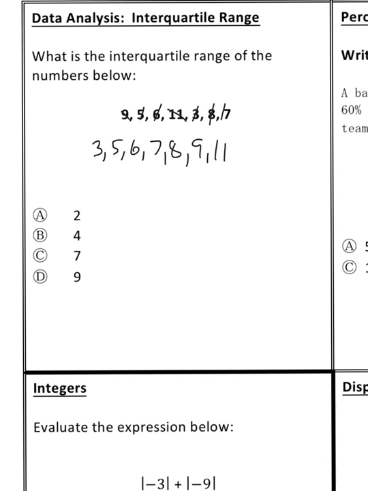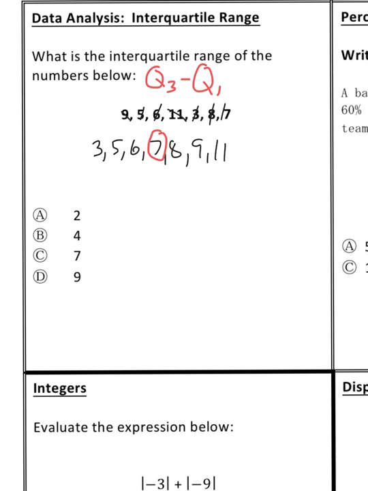Now you've got to remember what interquartile range is. That is the third quartile minus the first quartile. So in this one, I have to find the quartiles. And I notice when I count, there are 7 numbers here. Because that's odd, I'm going to take the middle number out, which is 7 here. So 7 would be the median, but we don't need that for this problem.